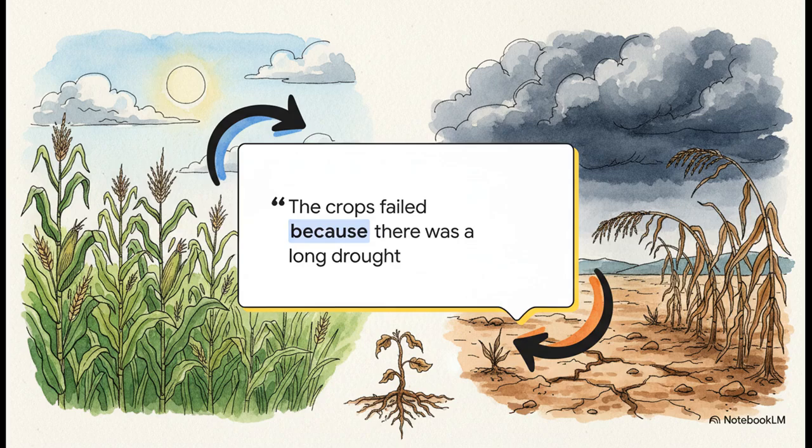Take this sentence frame, for example. The crops failed because there was a long drought which prevented plants from getting enough water. This is just a perfect example of a strong, explicit answer. It clearly states the effect, it uses that ultimate signal word because, it states the cause, and then, this is key, it provides a reasoned explanation, not just a lazy restatement.